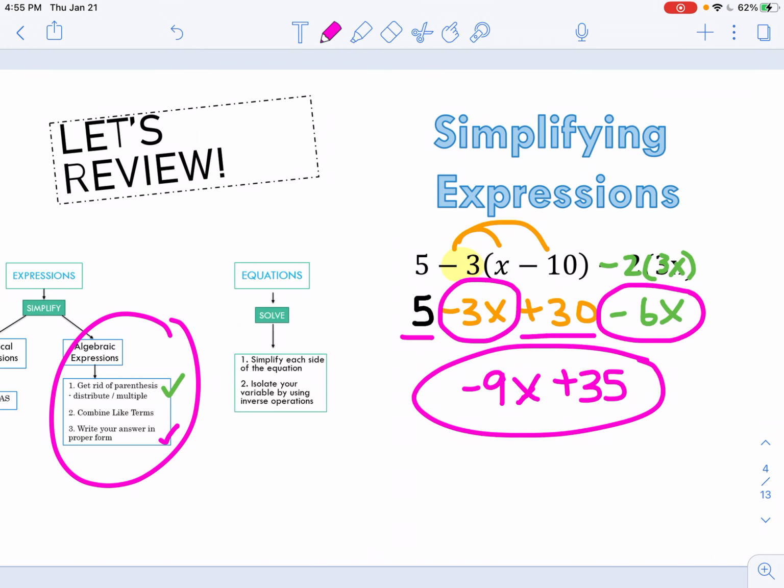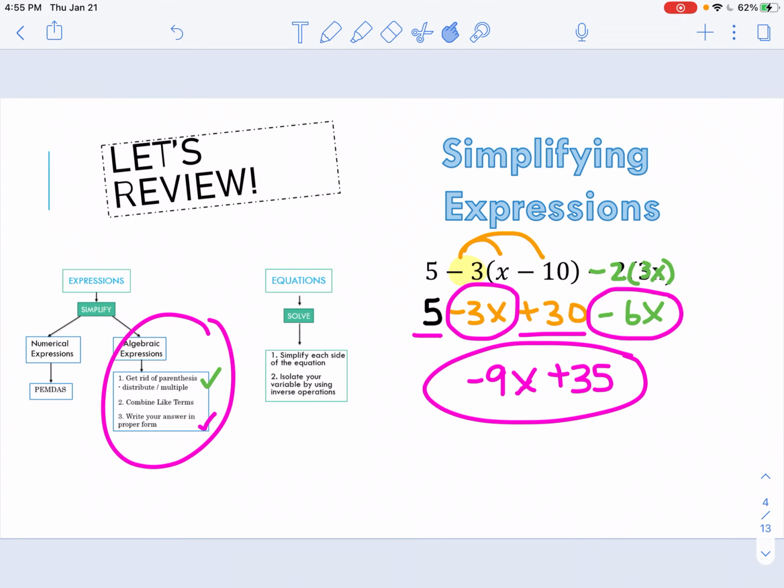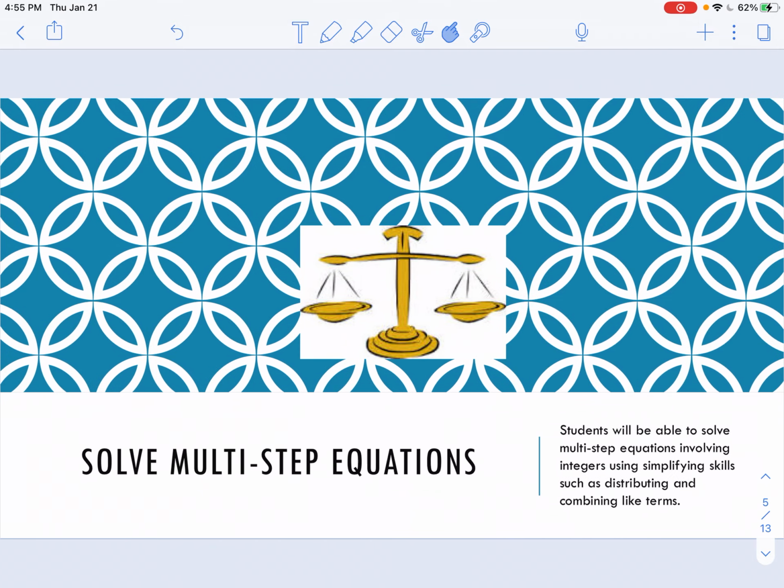Awesome. Now that we know how to simplify expressions, let's talk about how we will solve multi-step equations.